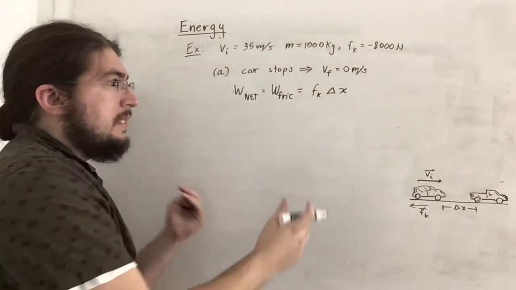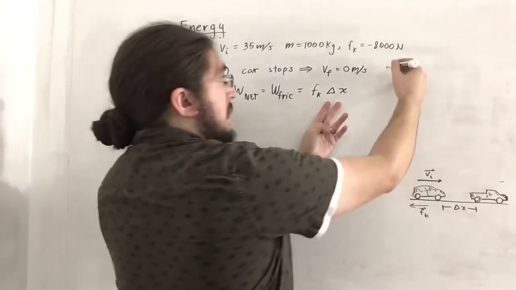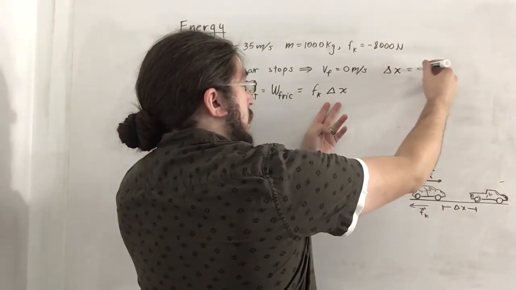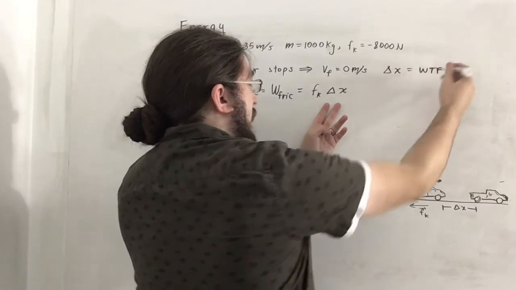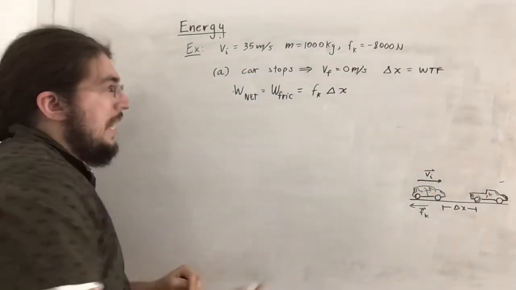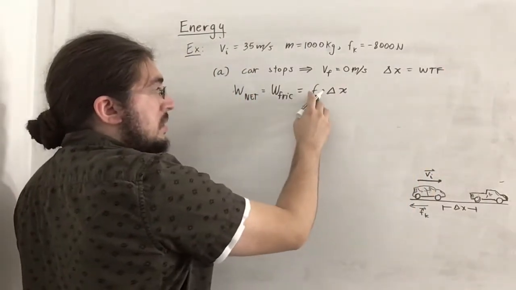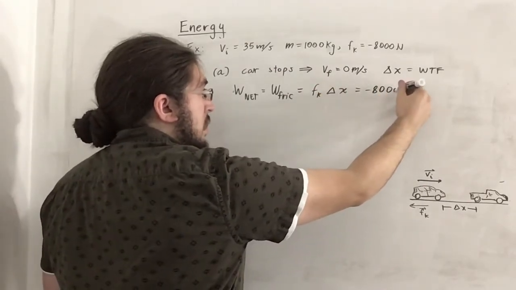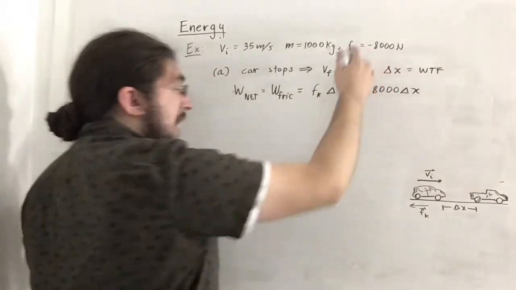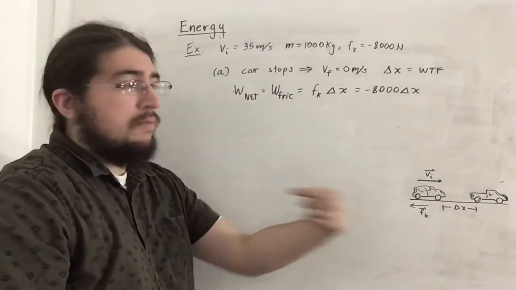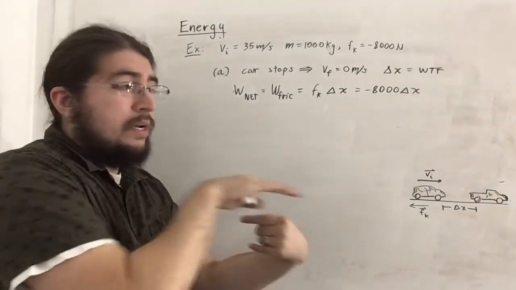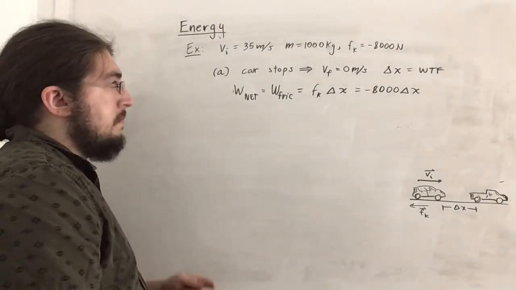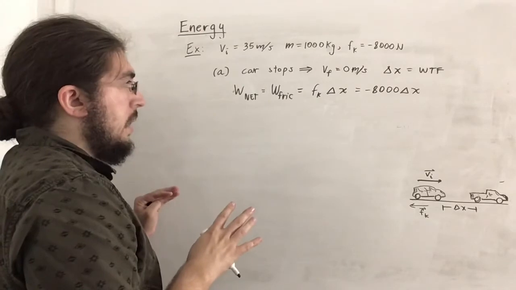We're trying to find the minimum distance that we need. So this delta x is actually what we want to find, if we remember that acronym. And now notice that this is just negative 8,000 delta x. Again, why it's negative is of course because the friction force is going against our initial velocity, so that it's slowing us down. And yeah, okay, so I think we're okay here.